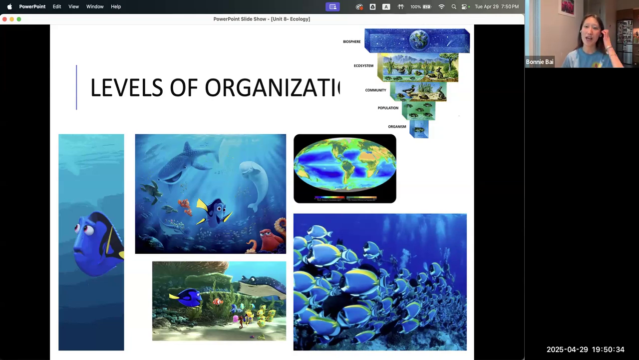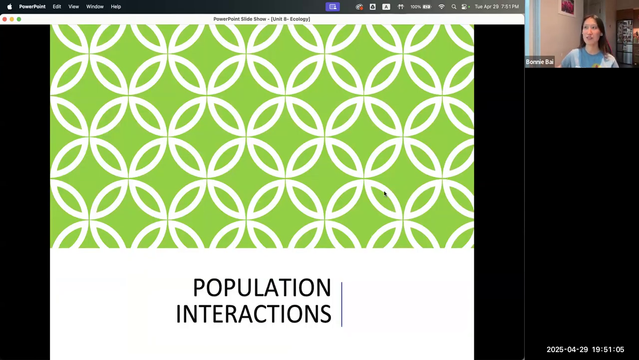Then we have community, where we have multiple different species. So all the different species, all living in the same area, interacting with each other, all the biotic factors, you might say. So that's a community. An ecosystem is going up another level where you're thinking about all the biotic and abiotic factors and all the interactions that are involved. And lastly, we have biosphere, which is just the living parts of Earth, the Earth that has living organisms. So this should be pretty straightforward, but let me know if you have any questions anytime. Just feel free to unmute and let me know.